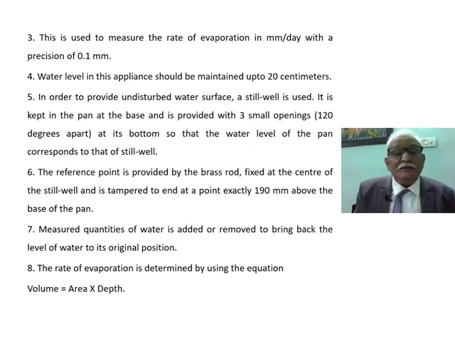Water level in this appliance should be maintained up to 20 centimeters. So in order to provide an undisturbed water surface, a still well is used. When the wind is blowing, there is a possibility for water to have some waves and then spill out. So a still well is there. The still well is also useful for some other purposes, I tell you. It is kept in the pan at the base.